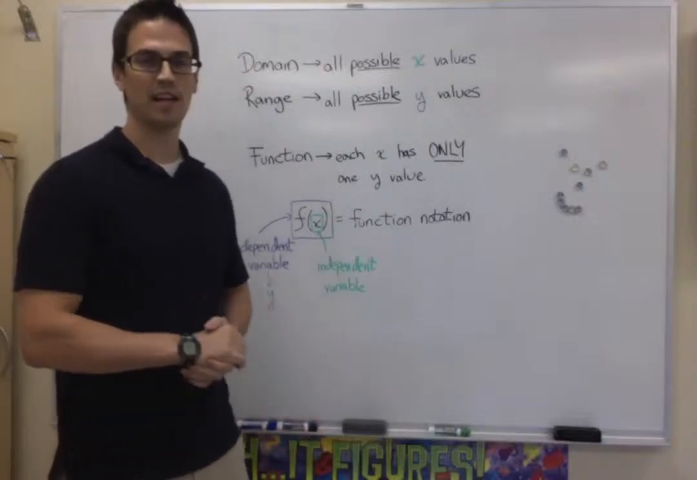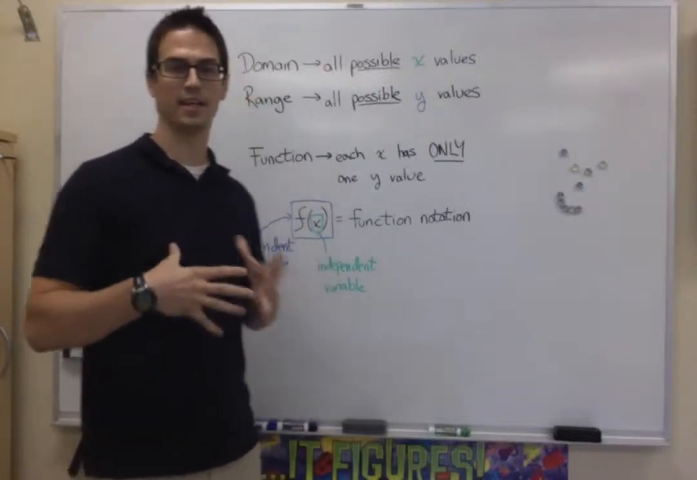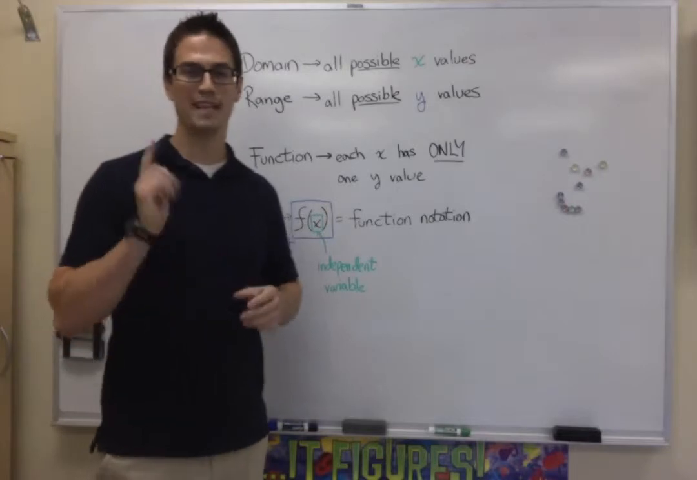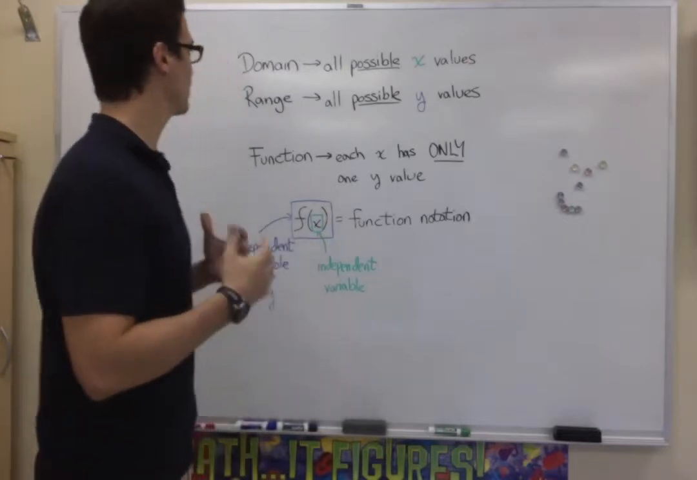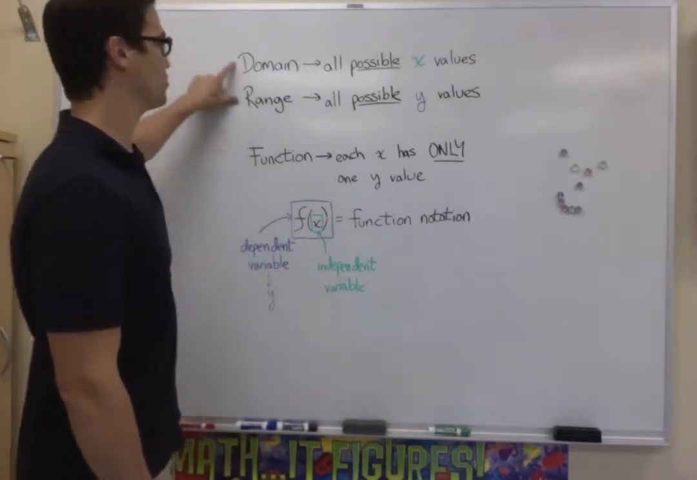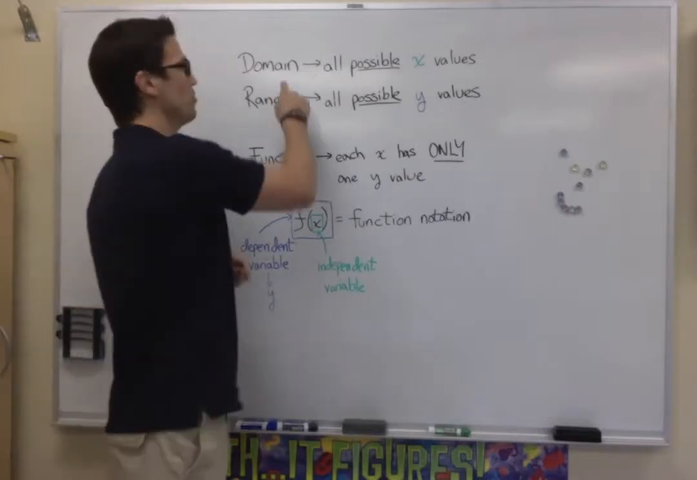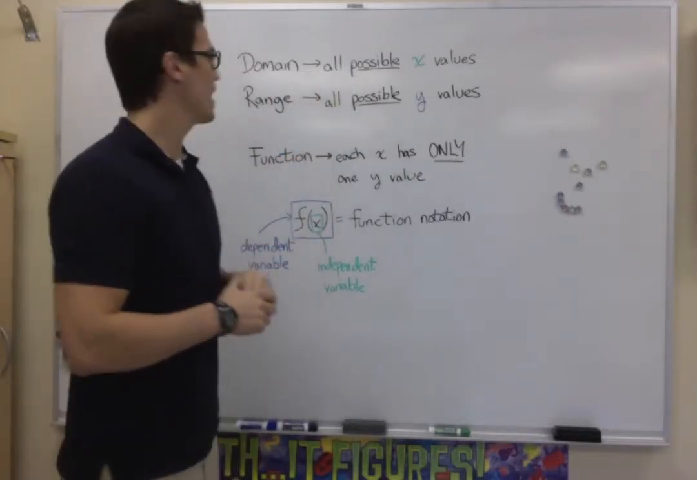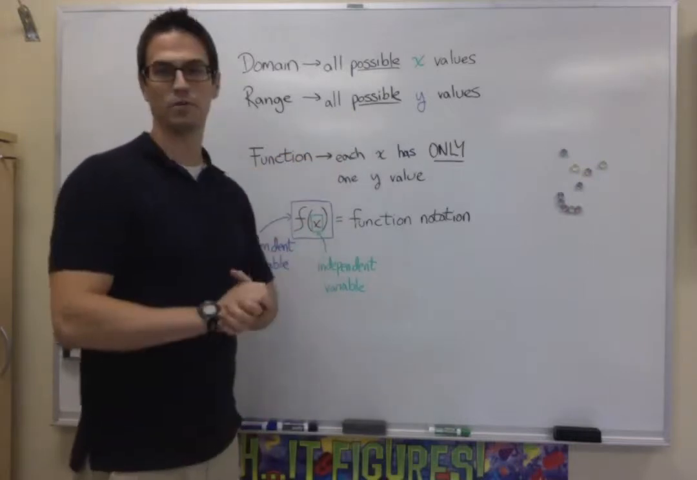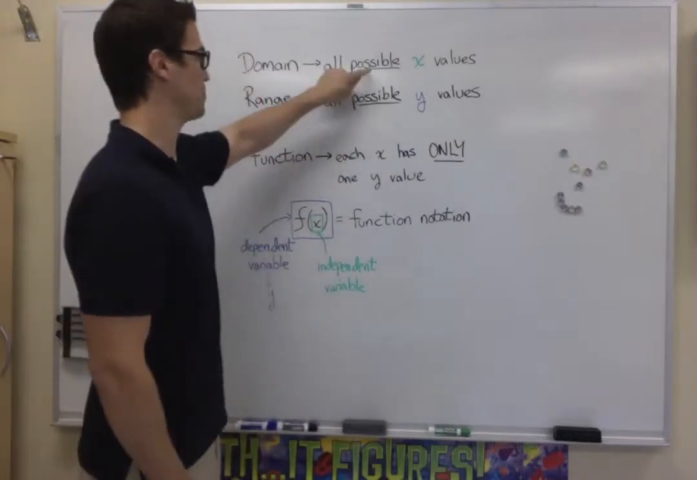Today I'm going to drop a little math vocab on you. Not exactly everyone's favorite thing in the world, but definitely important for what we're studying right now. So the first two words are domain and range that we're going to be going over. Domain is all possible x values, and range is all possible y values. The important thing to remember here is possible.